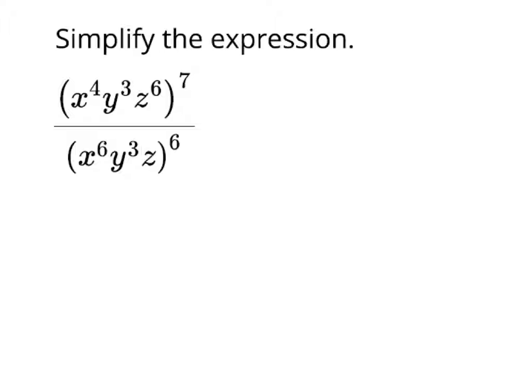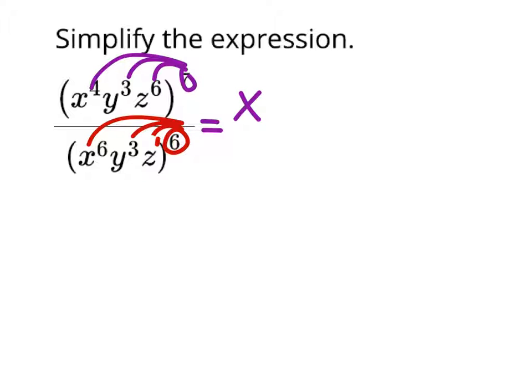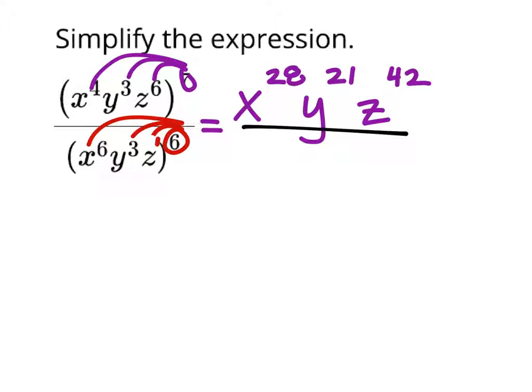All right. Well, we'll have to distribute the 7 into this set of parentheses, and then the 6 into this set of parentheses. I guess I did forget one thing there. The z in the denominator has an exponent of 1. So what do we end up with? We've got x to the power of 4 times 7 is 28. Y to the power of 3 times 7 is 21. And z to the power of 6 times 7 is 42. This is all over x to the power of 6 times 6 is 36. Y to the power of 3 times 6 is 18. And z to the power of 1 times 6 is 6.